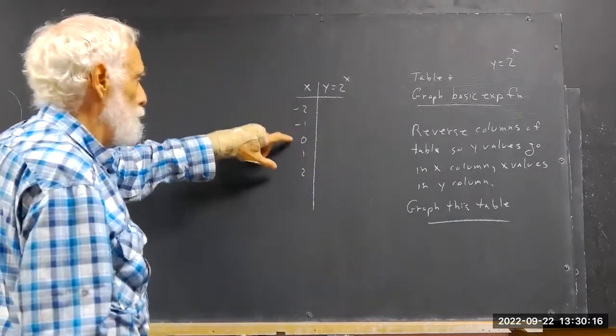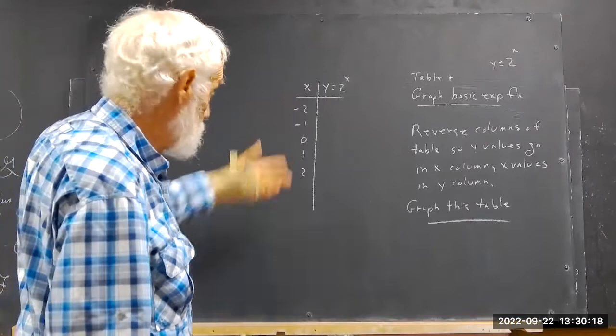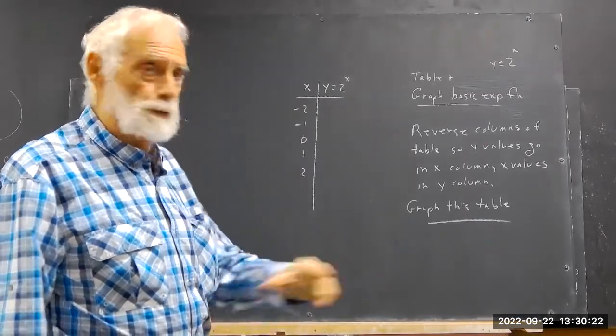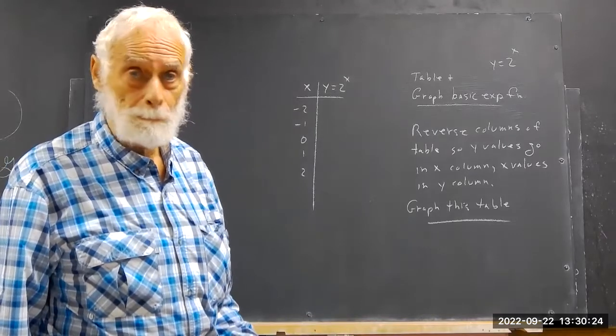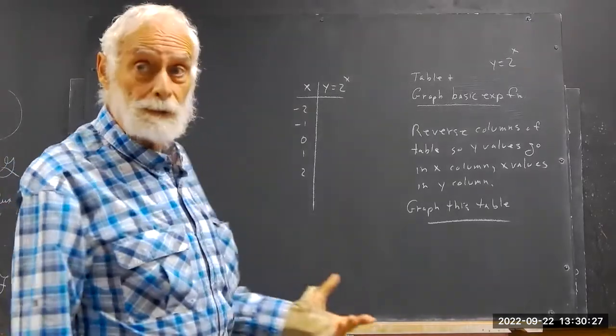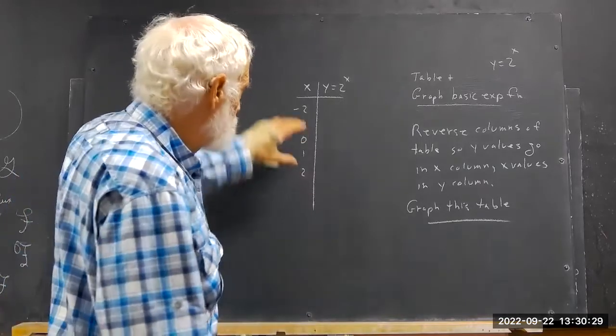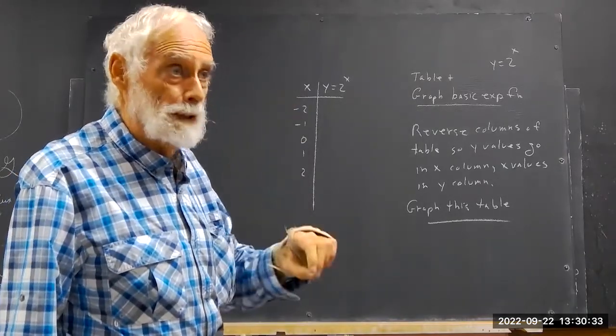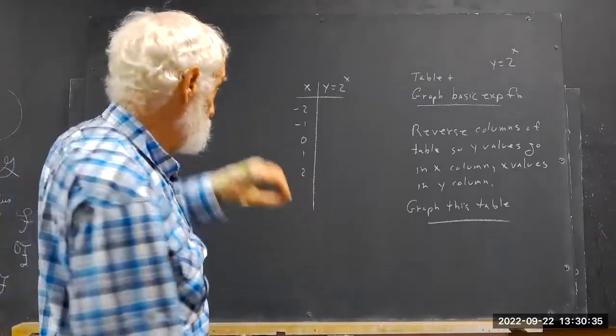We use -2, -1, 0, 1, 2. We don't use 1/2 because we would have to get a calculator and do that, and there's no calculator involved. Also, it's not exact, so our basic points are all going to be points that we calculate exactly without having to use any machine.